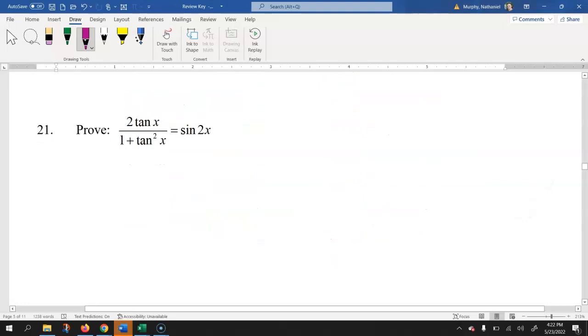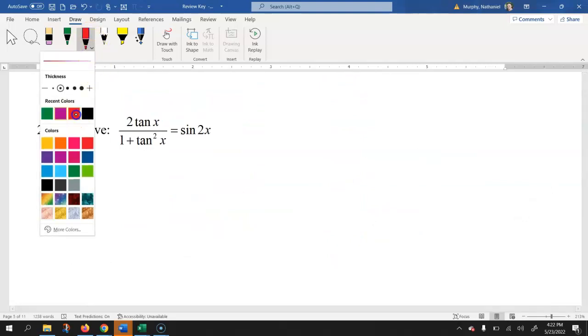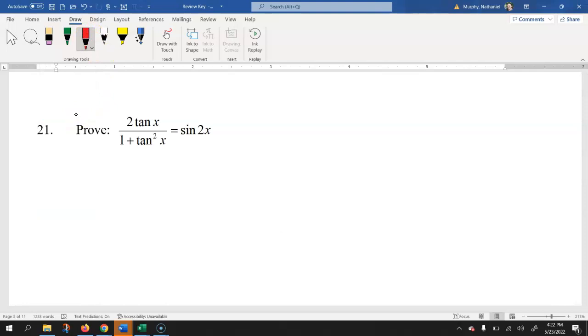All right, here we get to a proof, number 21. So remember, we're going to work on the left side, so leave the right side alone. We want to get the left side to look like the right side, though. There's a couple of different ways that you could start this one out. I know the most common thing that people do is, well, actually, let's do this. I was going to do something different, but I think this would actually be easier.